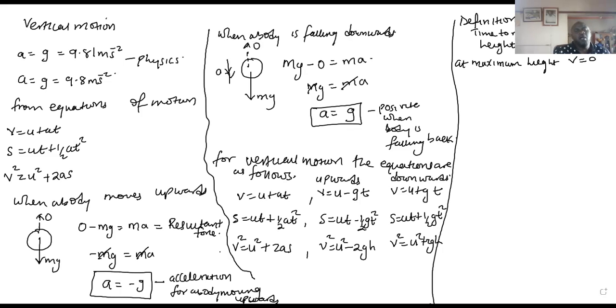So with that note, from V is equal to U minus GT, this is going to be equal to 0. U minus GT would be 0, and thus the time it takes to reach maximum height is U over G.